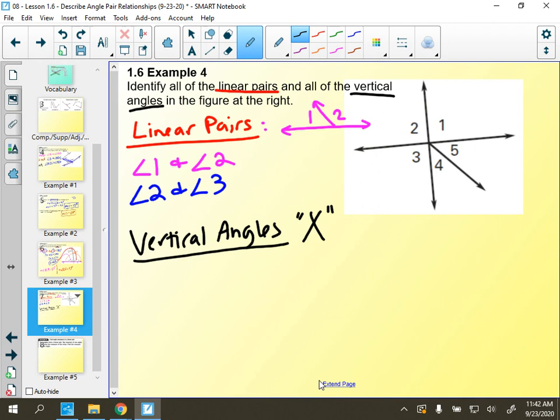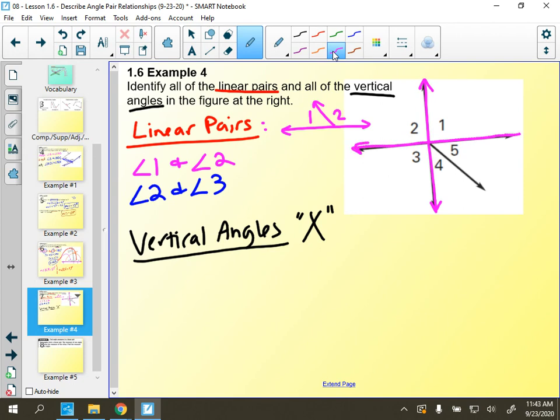The problem is this little line, or this ray right here, is messing things up from our perfect T or our perfect X. So sometimes people will actually go over and just ask, where is the actual X or where is the T going on here? This line right here and this line right here are forming that X.